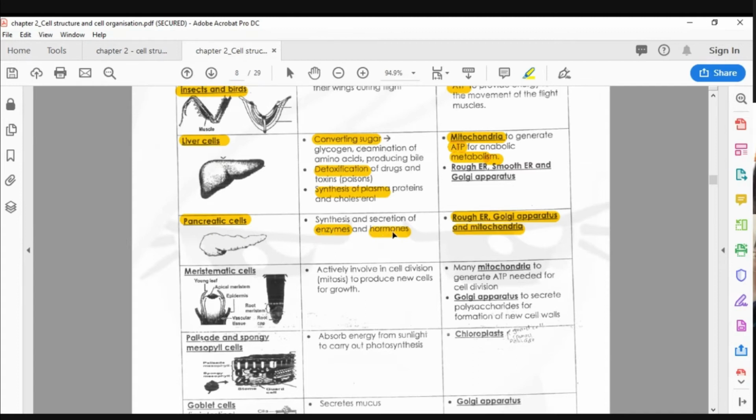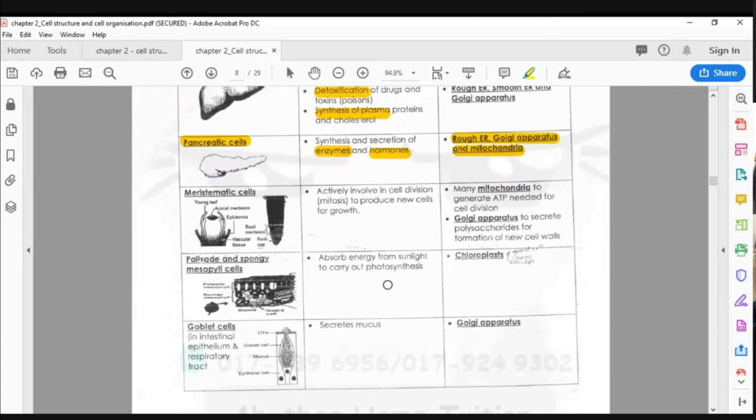So these enzymes and hormones are actually what? Protein. Enzymes are protein. Hormones are protein. So you know how to make protein? You have to have the ribosome, RER, and Golgi apparatus. Okay? Understand?